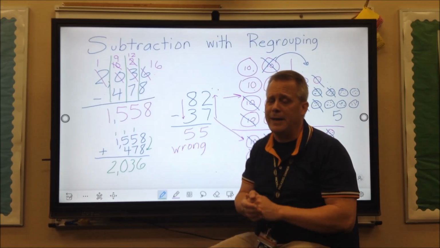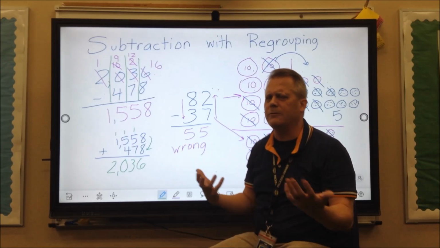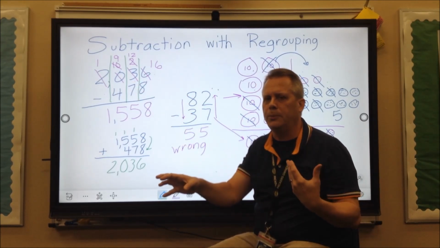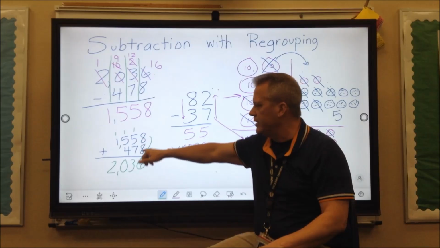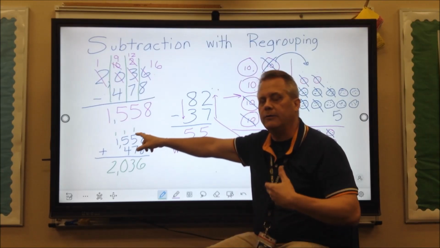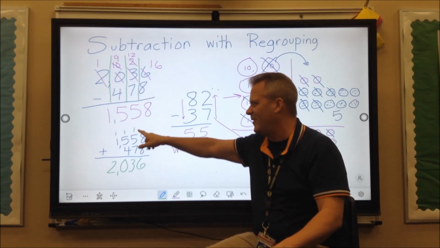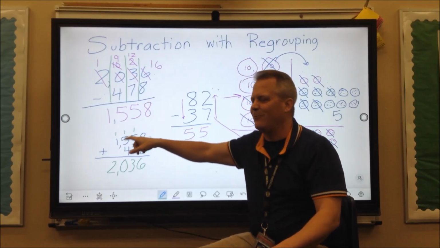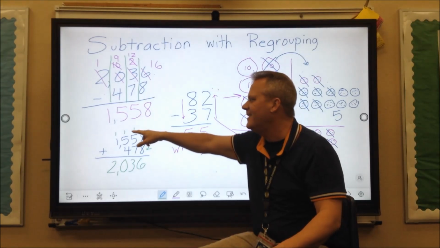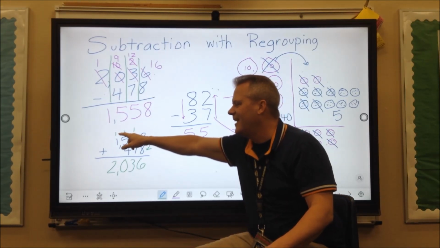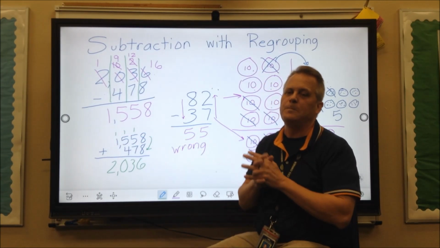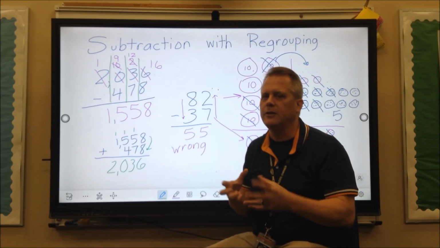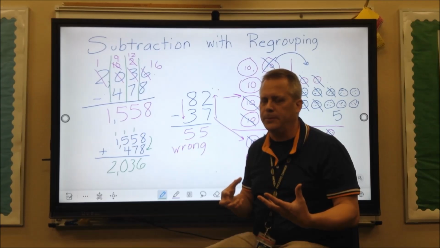If it doesn't match up, if for some odd reason you made a mistake, it's probably because you didn't regroup properly, or when you were checking your work, you didn't regroup properly as well. Because look at all these extra ones that I wrote up here. I had an extra 10, I had an extra 100, I had an extra 1,000. So hopefully that helps you as you go through subtraction when you have to regroup.